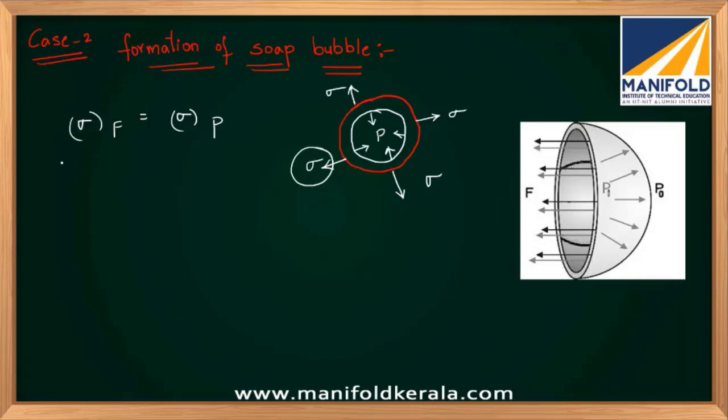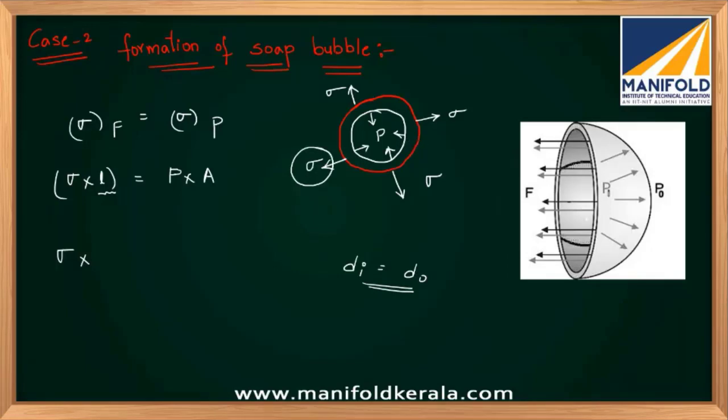For this, surface tension force will be sigma into L, and pressure force will be pressure into area. Now, sigma into L is the circumference. How many circumferences do you have here? Two circumferences, inner diameter and outer diameter. Both are very nearly equal.